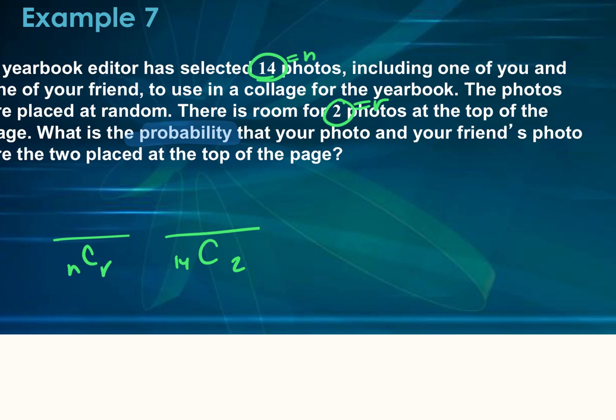So how many is there if it's you and your friend? 1. Right? It's you and your friend together. Not you, then your friend, and not your friend, then you. It's just one combination of you and her or him. So it'd be 1 over that. So I do my 14C2, and I get 91.